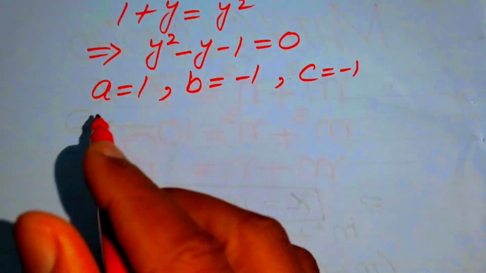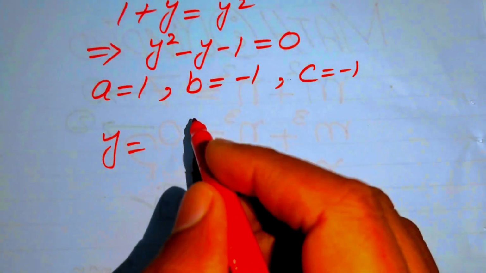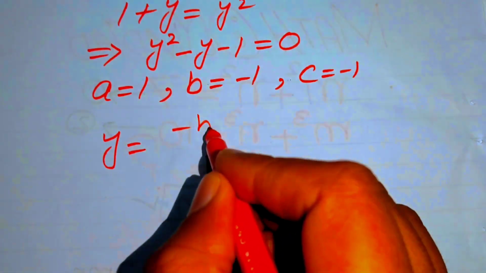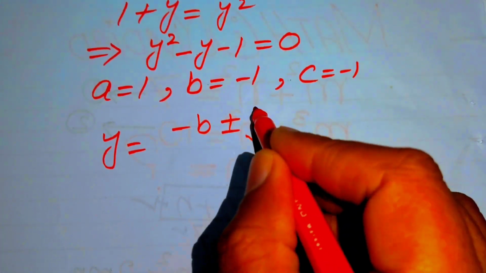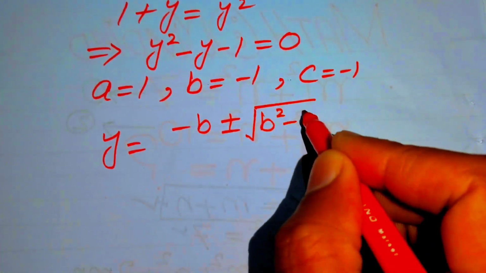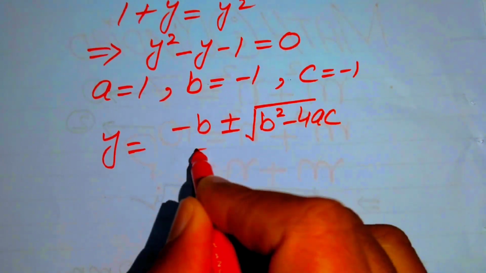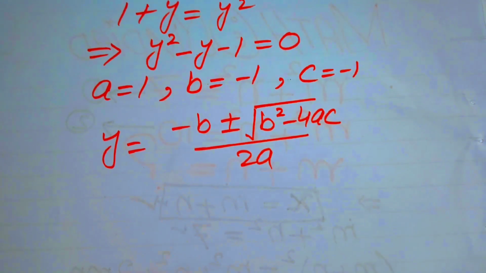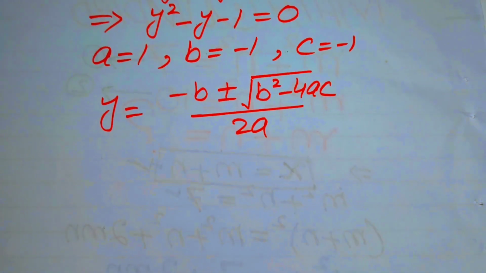And our quadratic formula looks like this: y equals minus b plus minus square root of b square minus 4 times ac, divided by 2 times a.